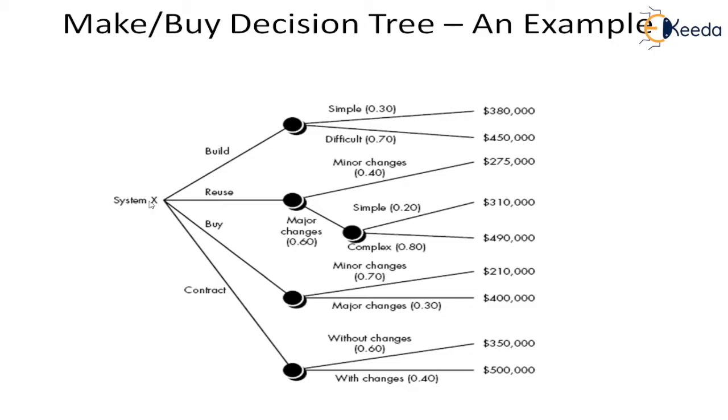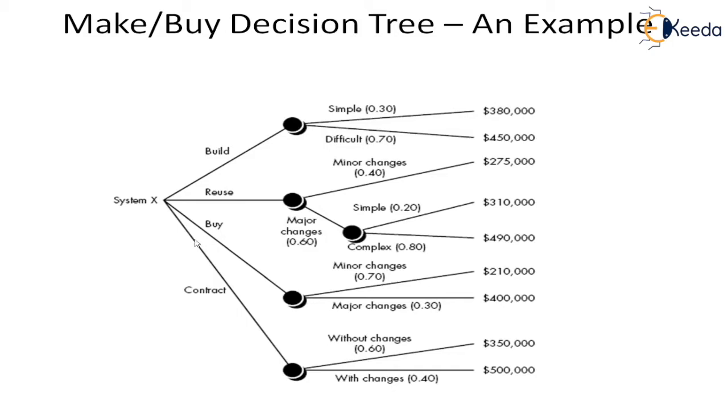This is the system. So there are four options: build, reuse, buy, and contract. This is in-house building. We will build it. This is reuse from components library, or some of our existing work. And then buy means fully buy it, take a COTS, commercially available off-the-shelf software, and do some customization. So there is only minor change. So there can be minor change, there can be major change. The things that are inside the brackets are the probabilities. As you can see, this is 30% and this is 70%.